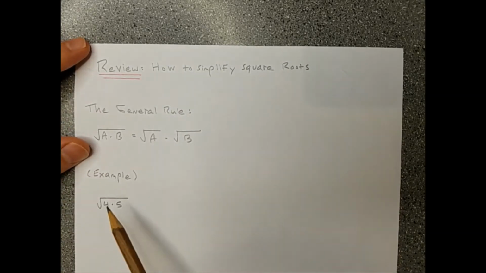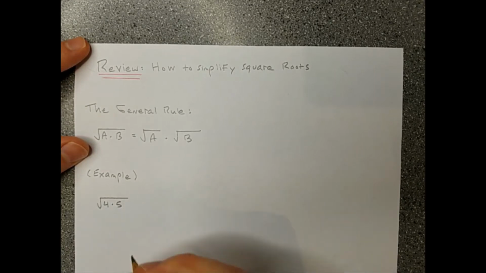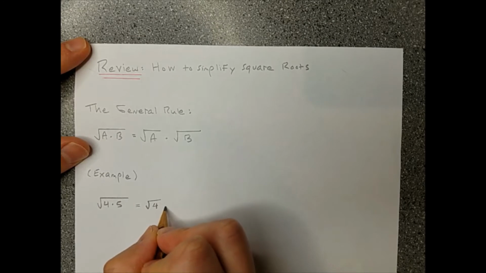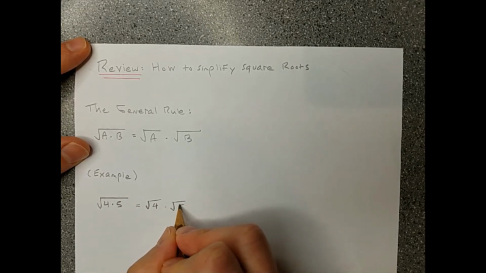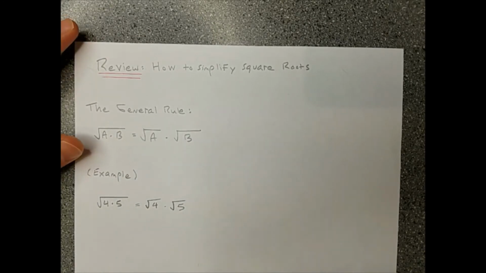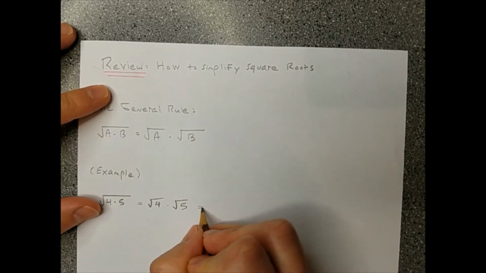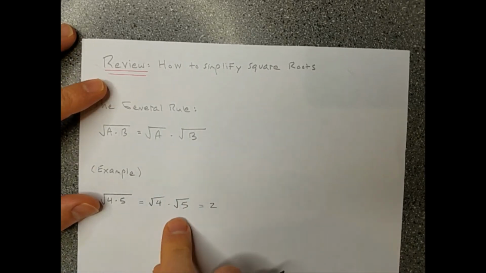Now, let's take an example that looks just like the rule. So what's the root of 4 times 5? Well, just completely based on what I said up there, that's the root of the number 4 times the square root of the number 5. Now, the square root of 4, I happen to know the answer to that. Square root of 4 is a nice round number. It's 2.